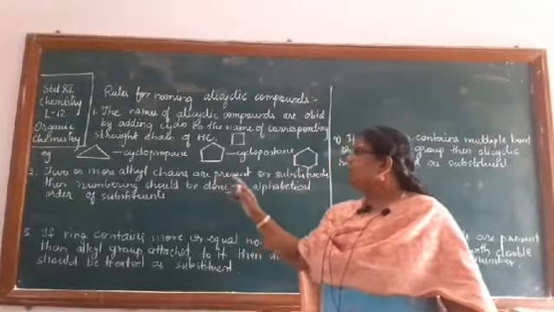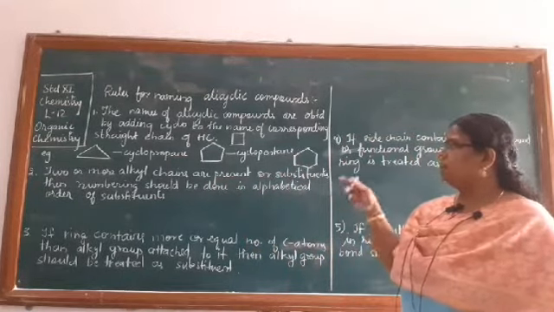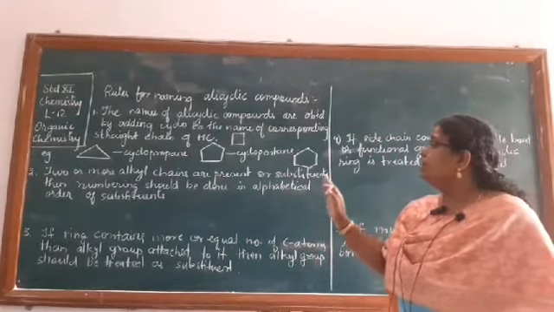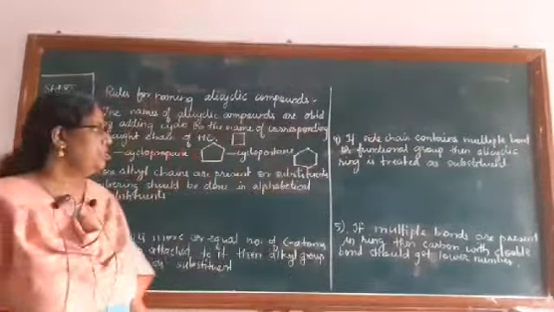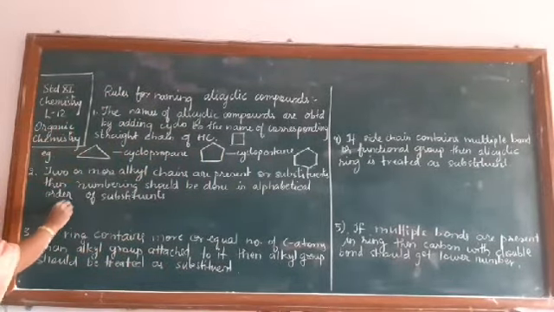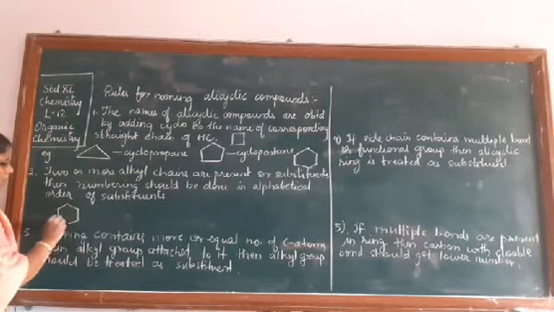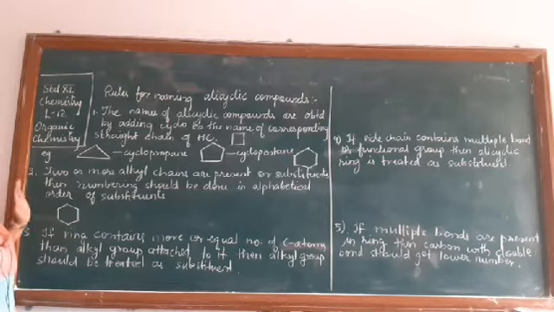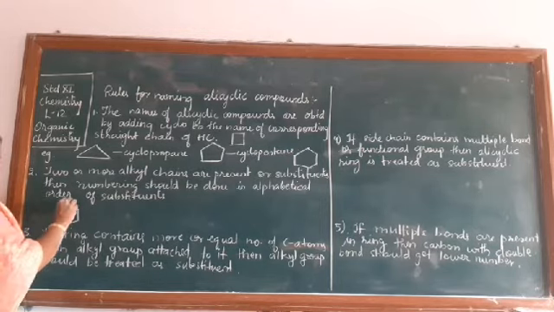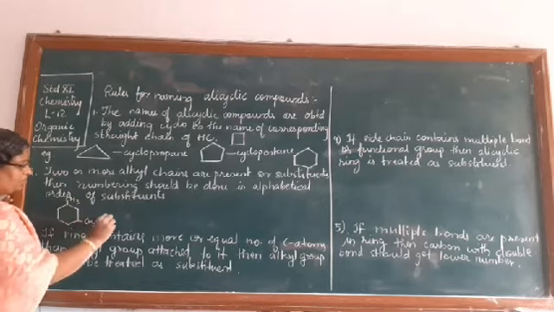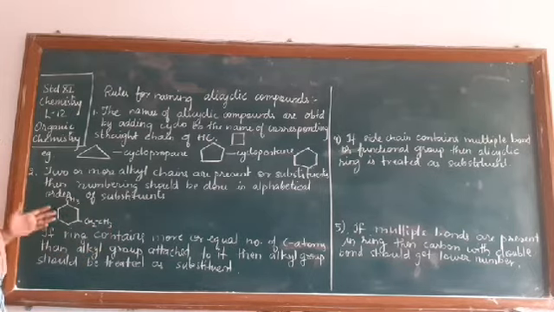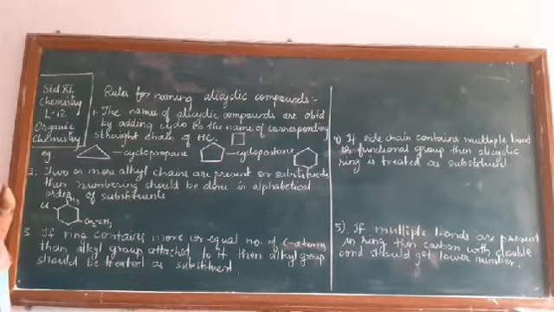Second, if 2 or more alkyl chains are present or if substituents are present, then numbering should be done in the alphabetical order of their substituents. Everywhere this same rule applies. Okay, suppose this is cyclohexane, isn't it? Cyclohexane. Suppose there is an alkyl group here, a CH3 group here. Then I have a CH2CH3 group at this position and say chlorine at this position. Suppose there is a compound this way.